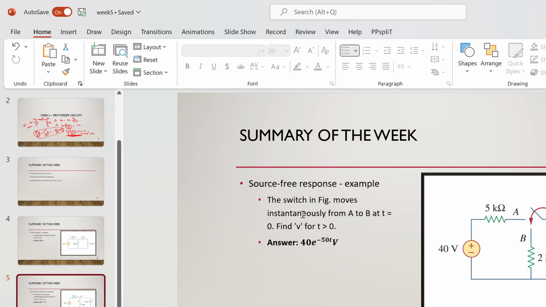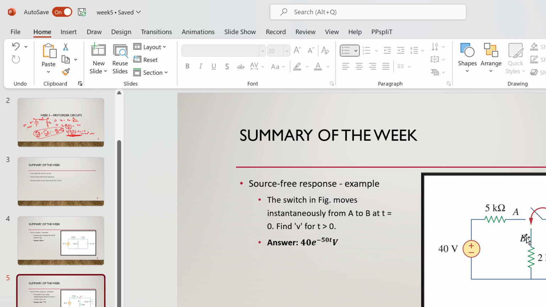Now this is the second question that I had given. I wanted to discuss it, and find out the response of the circuit. What happens in this case is that this particular switch here changes its position at time t equal to 0. Before time t equal to 0, the switch was connected between A and the output, and after time t equal to 0, the switch changed its position to B.